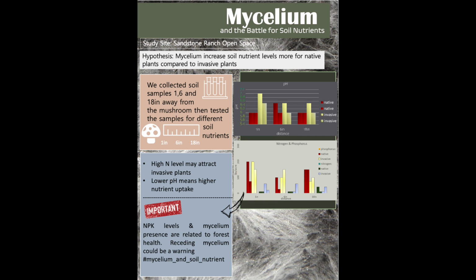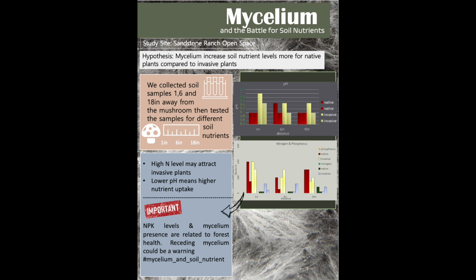The second graph suggests the difference in phosphorus and nitrogen levels in the samples. For phosphorus, invasive plants are shown in yellow, native plants are shown in red. The phosphorus levels of invasive plants gradually decreased as they were further away from the mycelium, while native plants showed a dip at 6 inches but a slight uptick at 18 inches.